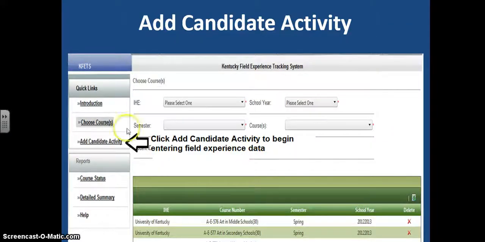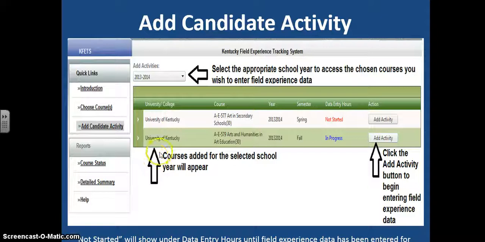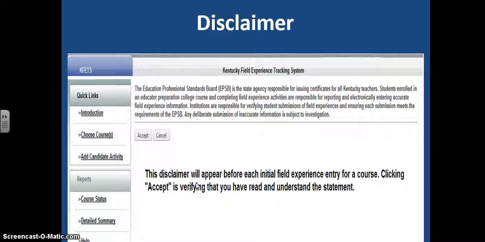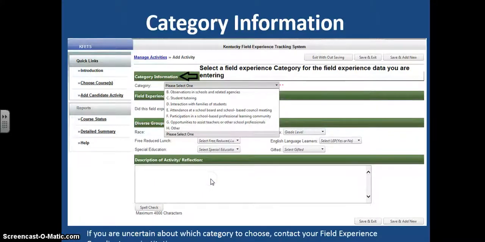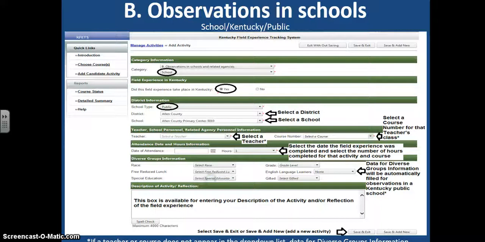Oops, sorry. And then you have to add that course to say, this is the course that I'm taking. Then you're going to click Add Candidate Activity. And you'll again check the appropriate year and the class, and it'll tell you exactly step by step through this PowerPoint what to do.